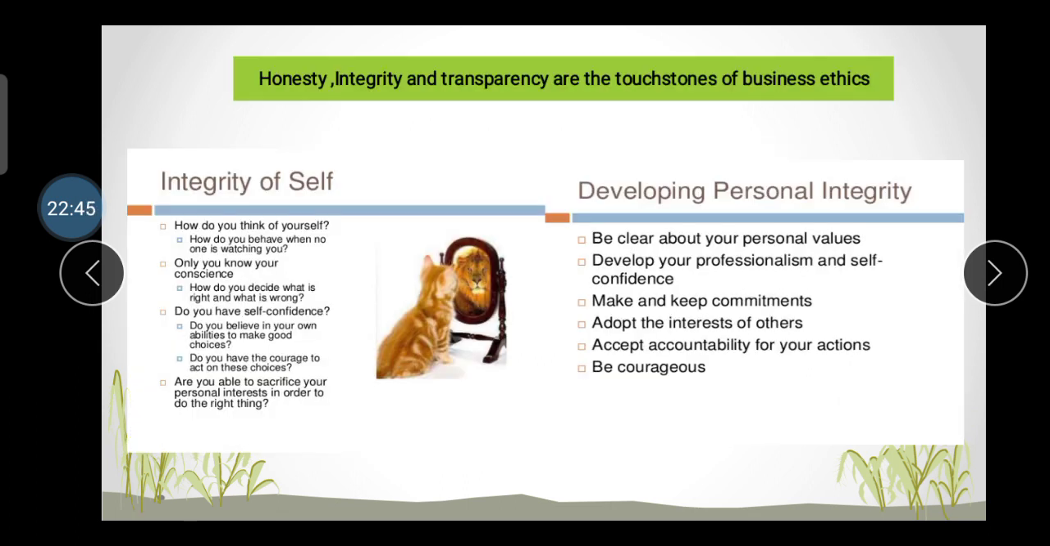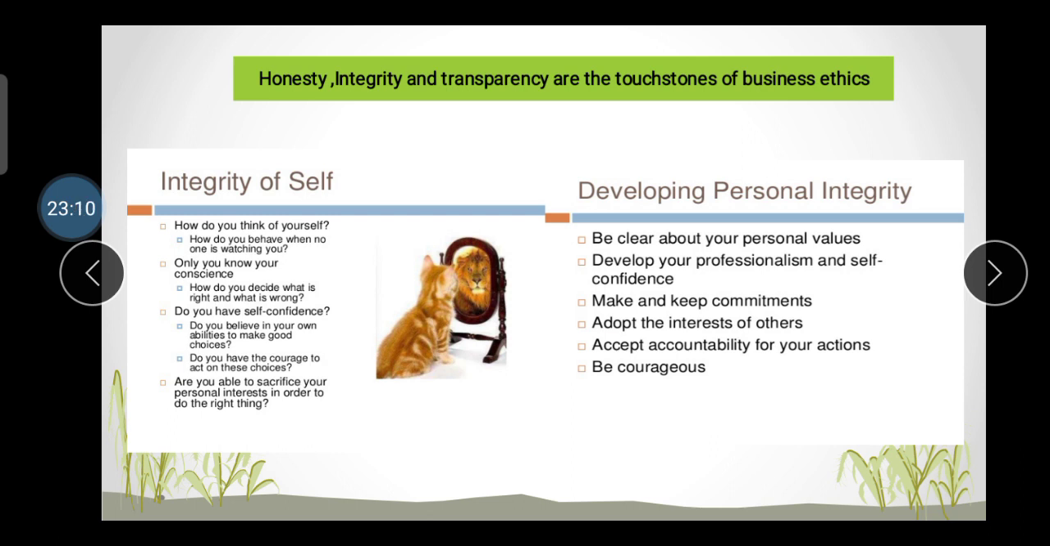Then honesty, integrity, and transparency are the touchstone of business ethics. Without that, you cannot run a business successfully. So the first one is the integrity of self. What does that mean? How do you think for yourself? How do you behave when no one is watching you? Once you know your consistency, then how do you decide between right and wrong?